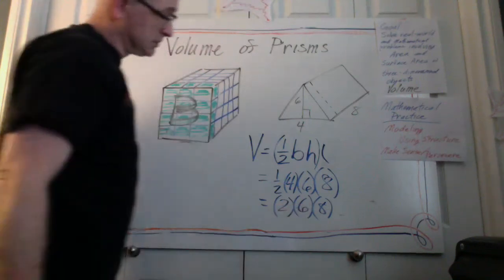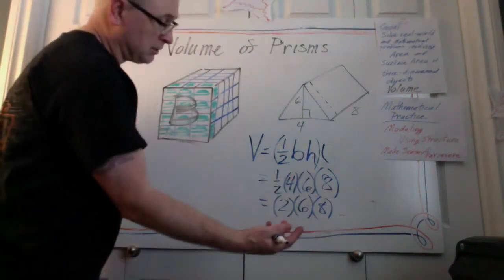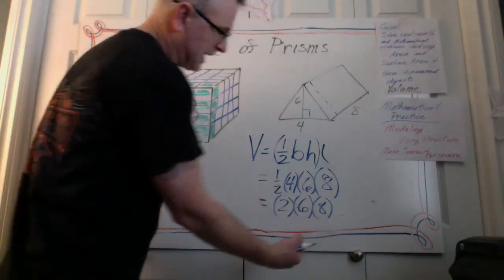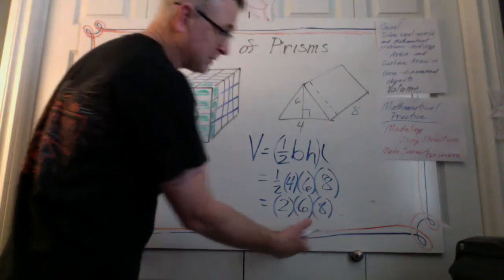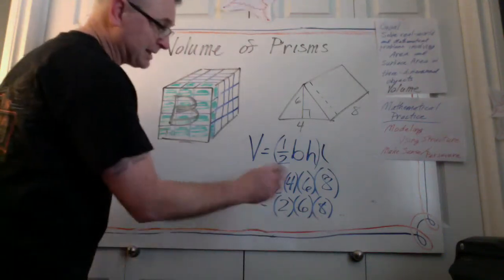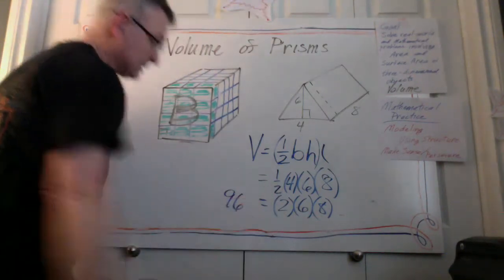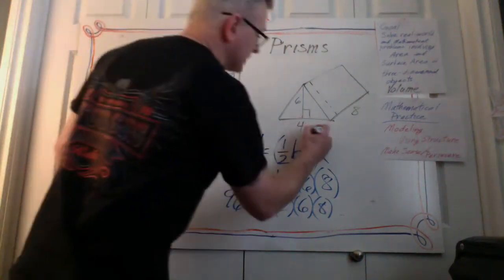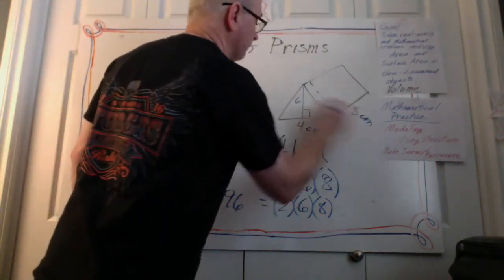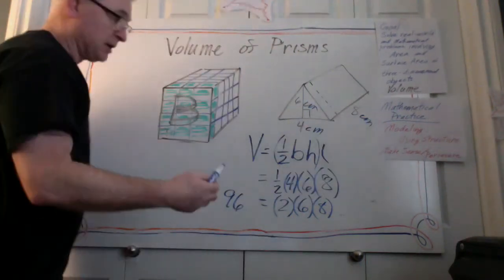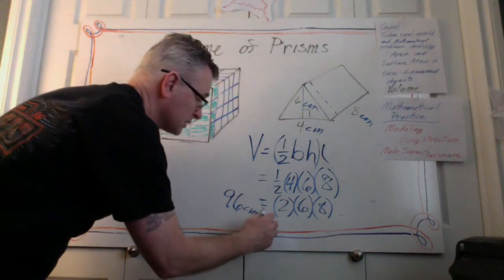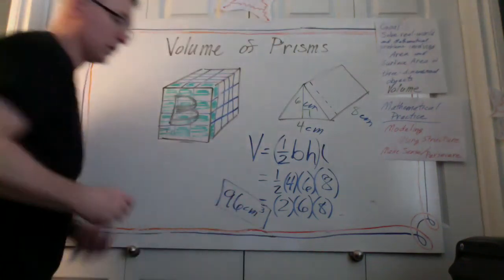Let's see. I can do this in any order I want to. You know, I'm not too cool on what 12 times 8 is, but I do know that 6 times 8 is 48. And 48 times 2 is 96. And let's say there's centimeters, okay? So if it's centimeters, then it is centimeters cubed, all right?